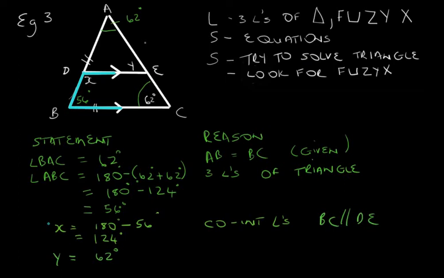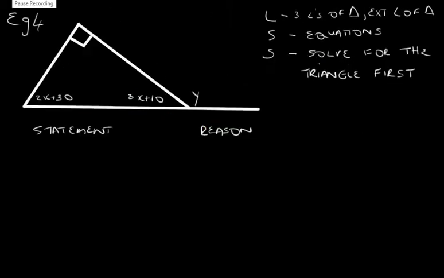Now we've got y equal to 62 degrees. Why am I saying that y is equal to 62 degrees? Can you tell me? So if you look at the drawing, you'll see the F shape. It's back to front, but you can see that y will be equal to 62 degrees. And what's our reason? Our reason is corresponding angles with BC being parallel to DE.